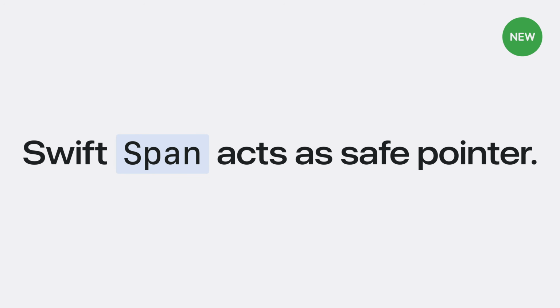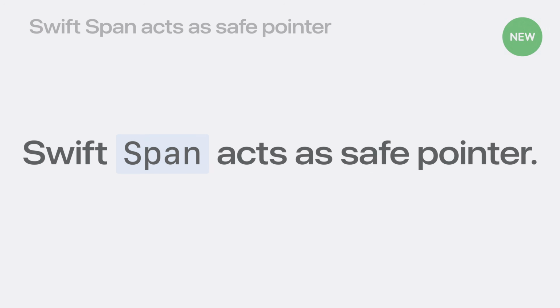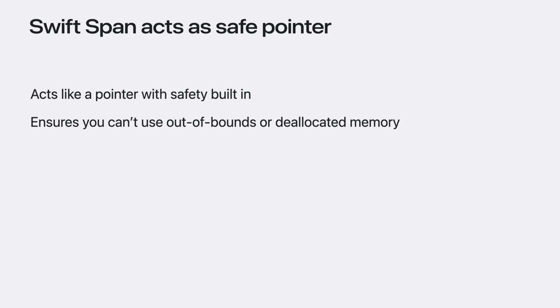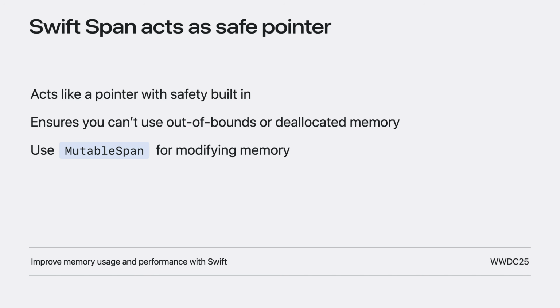Here's some good news. Swift 6.2 introduces a new safe pointer type called span that provides the benefits of pointers while automatically preventing those mistakes. A span acts like a pointer, but has safety built in. Swift ensures you cannot do unsafe things with it. And if you need to modify memory, there's a mutable span as well. To learn more about span, check out Improved Memory Usage and Performance with Swift. It would be great if Swift could import C and C++ pointers as spans rather than as unsafe pointers.